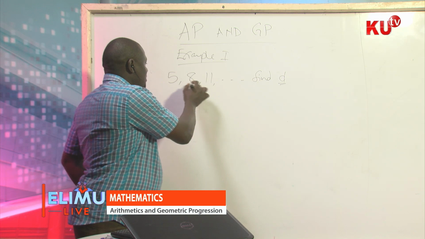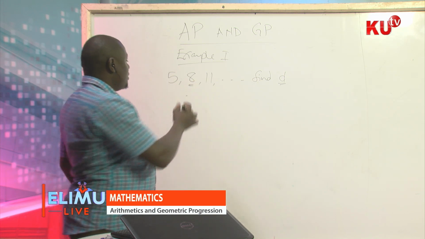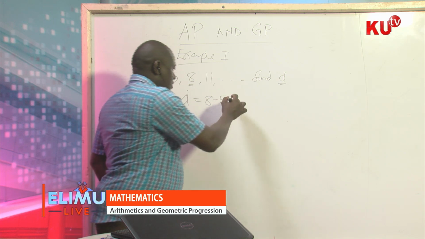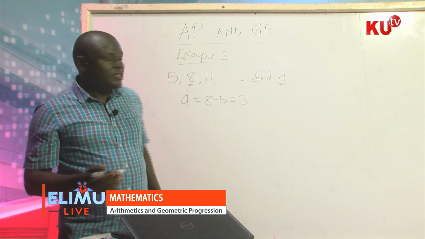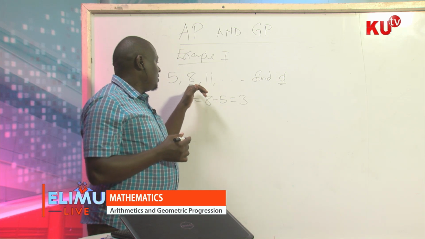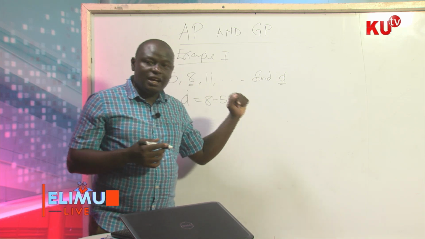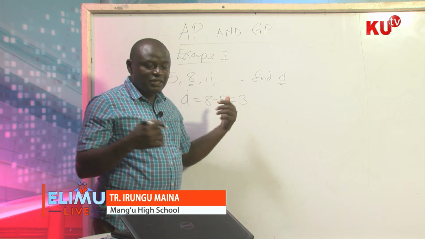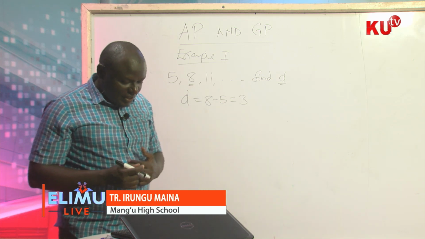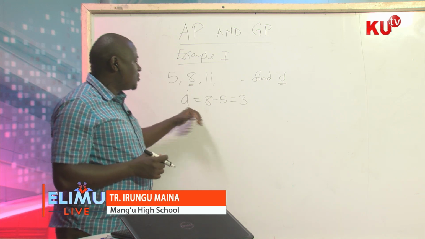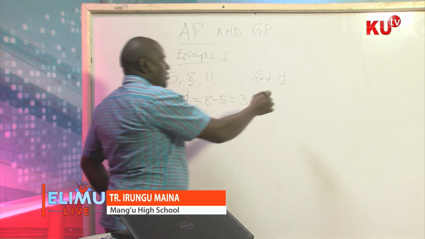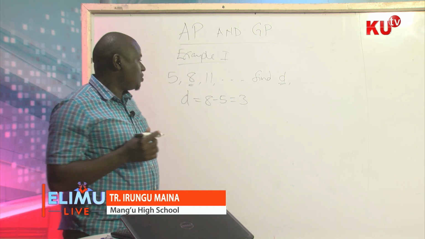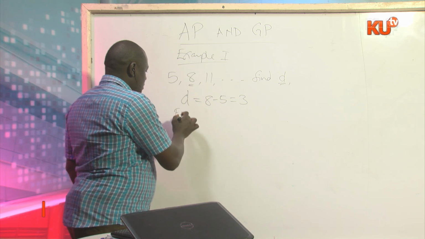What is our current value? Let's take 8 as our current value. We are going to get d as 8 minus 5, which is 3. If you want to confirm that, you can take 11 minus 8. You'll still get a 3. So if somebody asks what is the common difference, it's basically subtracting that. In this question, they have told us to find d. I also want to add another part to that question.